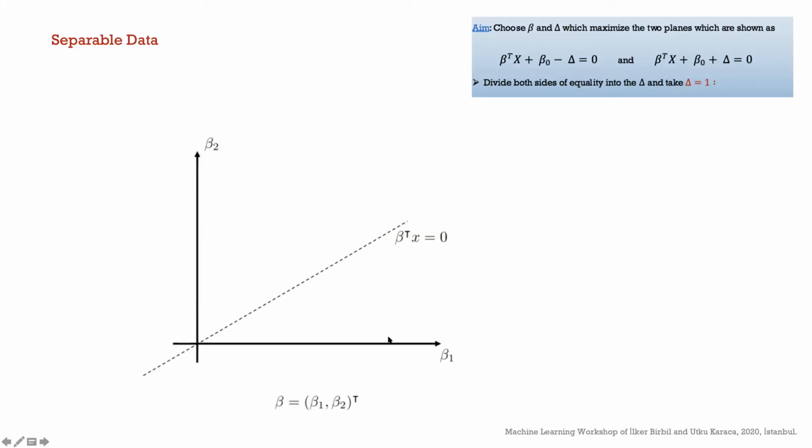Let's see, I have my beta 1 and beta 2. And here is my aim. Please remember that part. I'm going to choose beta and delta to maximize the distance between these two planes. We already divided by delta and took delta as 1 to make it easier. And here is my subspace, which goes through 0, where beta transpose x equals 0.